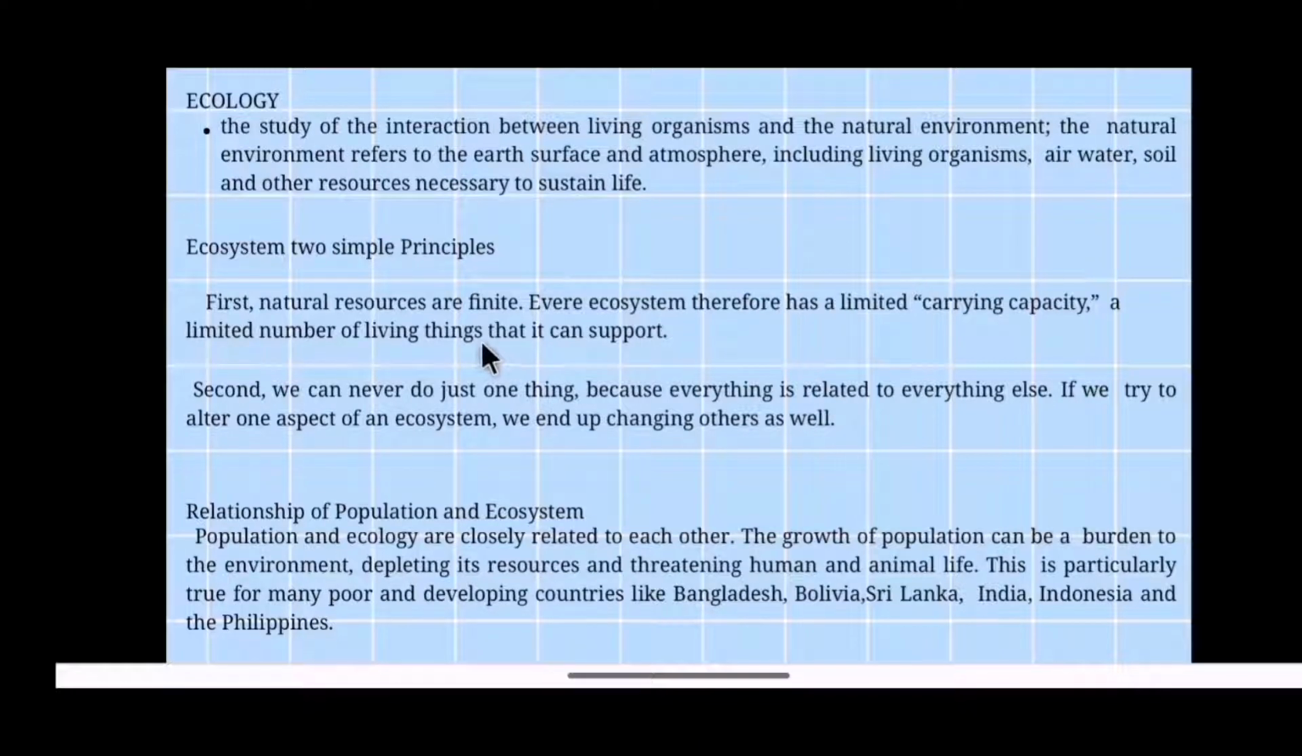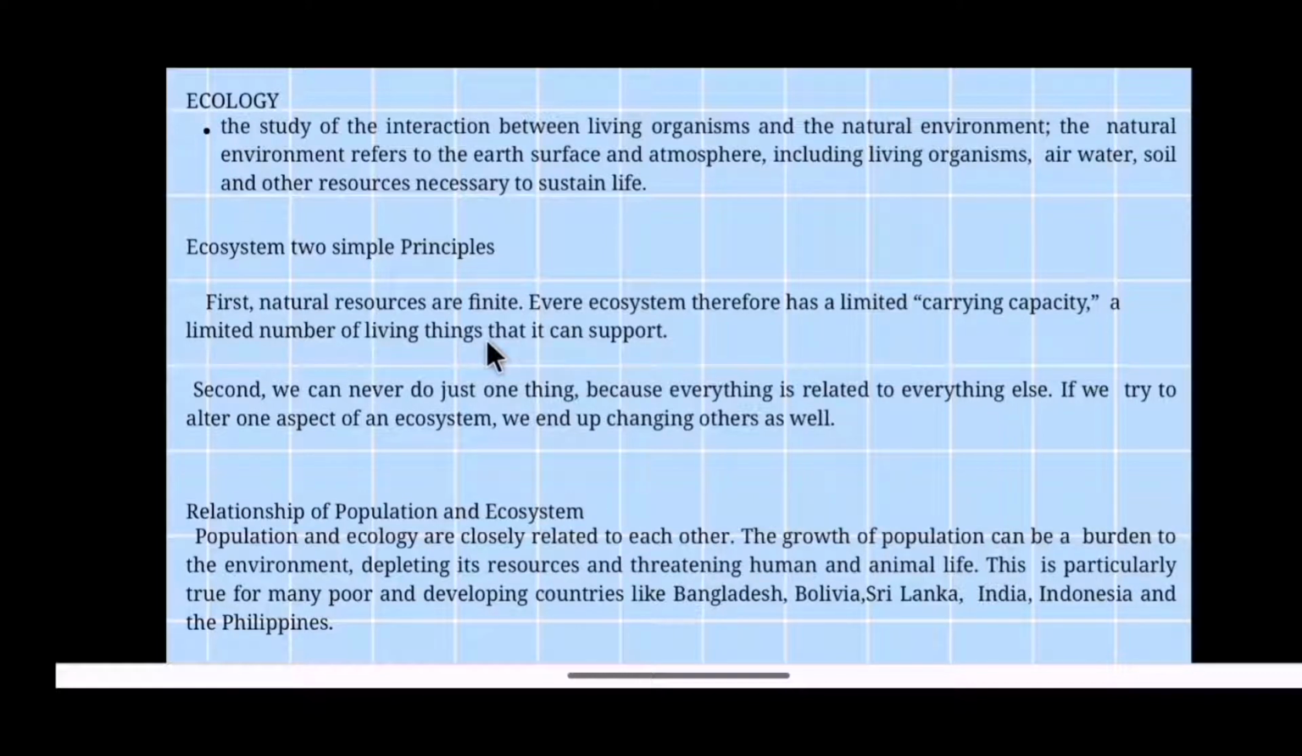Second is we can never do just one thing because everything is related to everything else. If we try to alter one aspect of the ecosystem, we end up changing others as well. And the second principle is considered as the domino effect and or the third law of motion, which states that in every action there is an equal and opposite reaction. Therefore, everything we do to change the ecosystem will not only affect our ecosystem, it will affect the ecosystem of the environmental resources that our societies have.